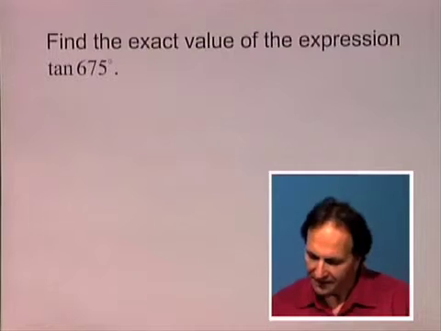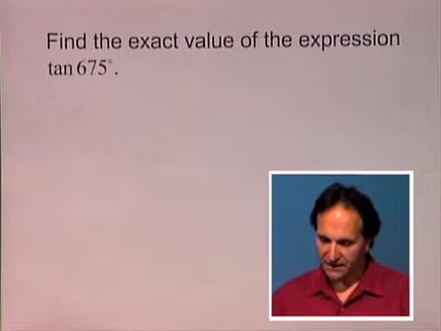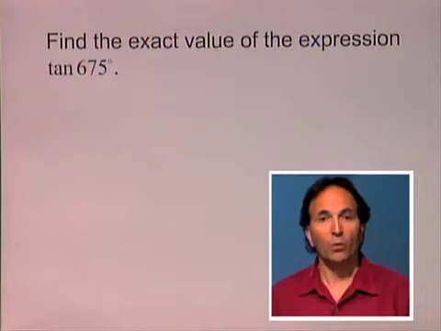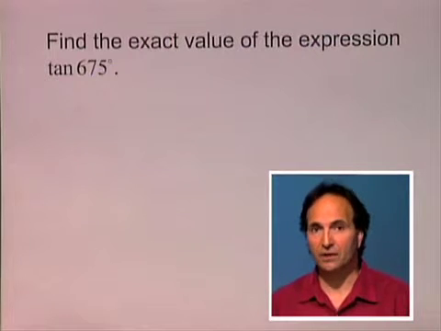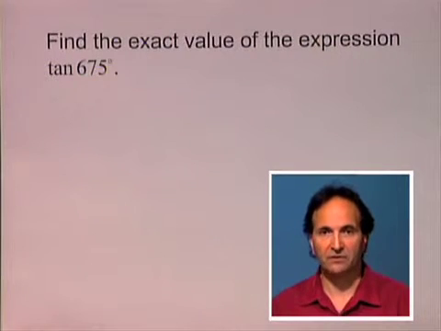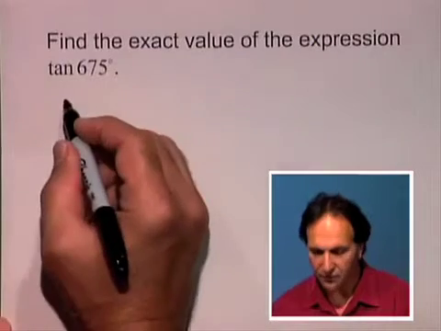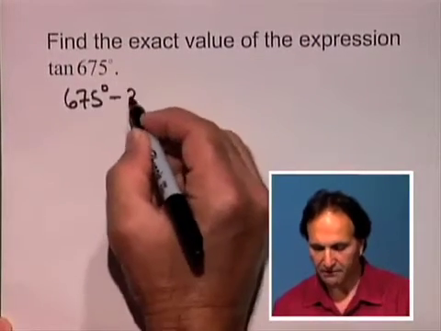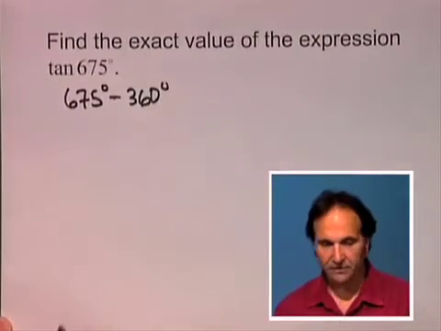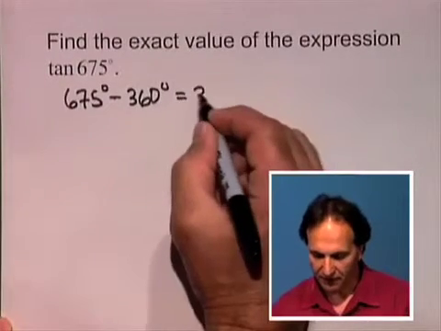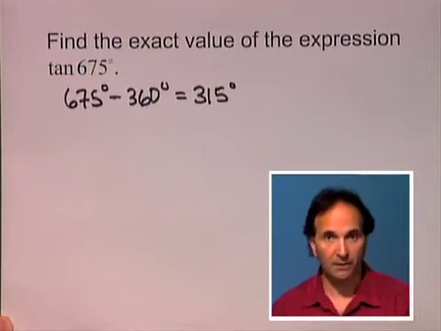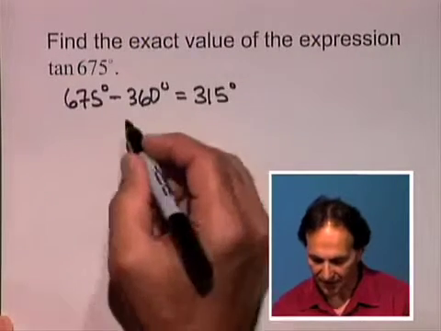Let's work a similar example. Find the exact value of the expression tangent 675 degrees. We'll begin by finding a coterminal angle for 675 degrees. To do that, we would have to subtract 360 degrees, giving us a result of 315 degrees. So that's coterminal with 675.